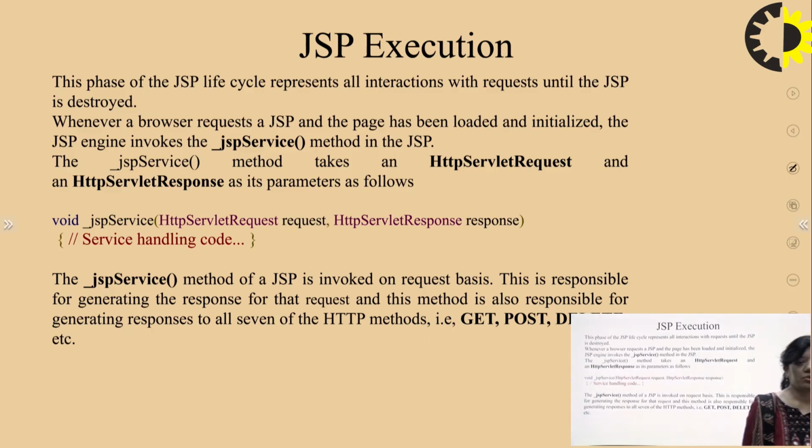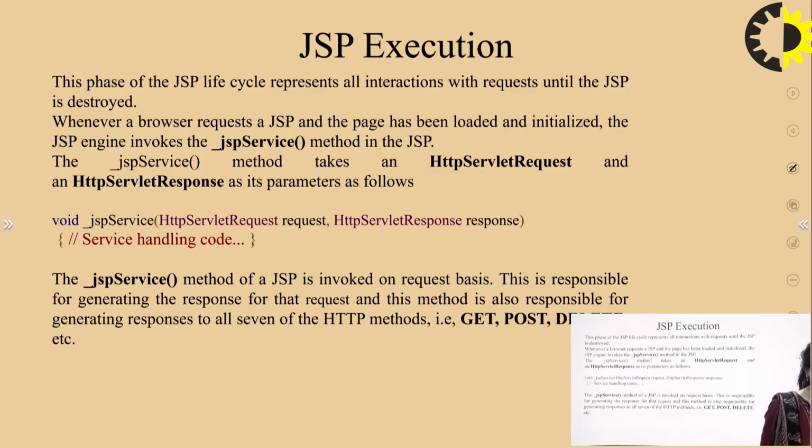Now, JSP execution. This phase of the JSP lifecycle represents all interaction with requests until the JSP is destroyed. Whenever a browser requests a JSP and the page has been loaded and initialized, the JSP engine invokes the _jspService method in the JSP. The _jspService method takes an HttpServletRequest and an HttpServletResponse as its parameters. First, we have void _jspService, with HttpServletRequest and HttpServletResponse, and in this we write the service handling code.